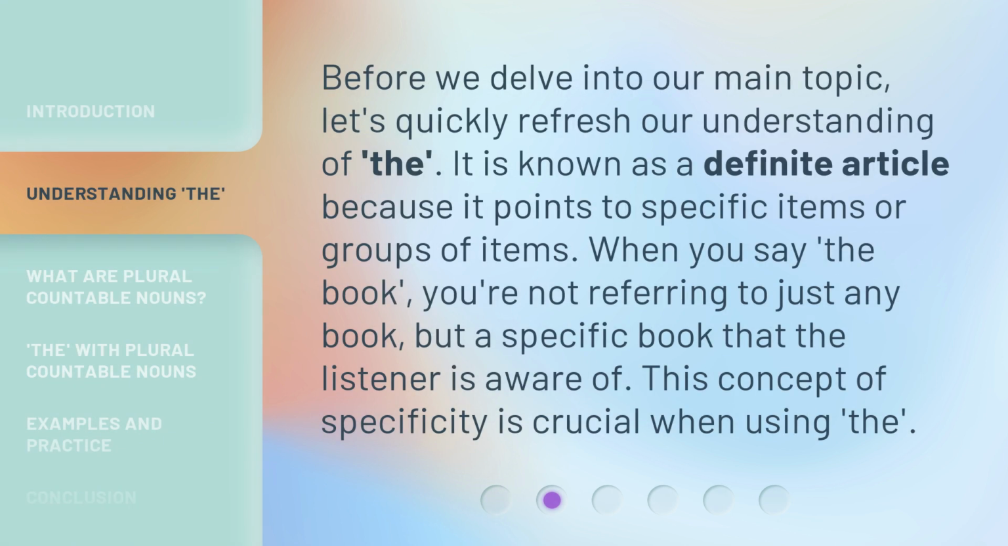Before we delve into our main topic, let's quickly refresh our understanding of the. It is known as a definite article because it points to specific items or groups of items. When you say the book, you're not referring to just any book, but a specific book that the listener is aware of. This concept of specificity is crucial when using the.